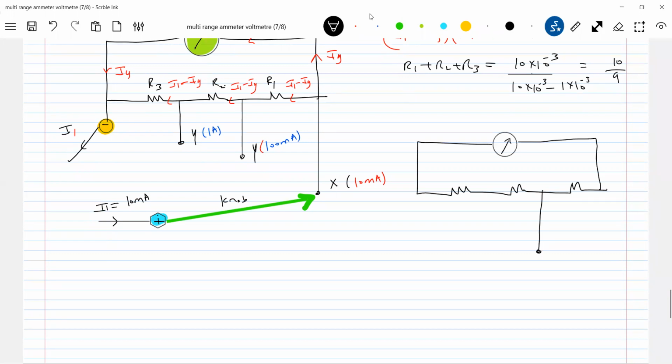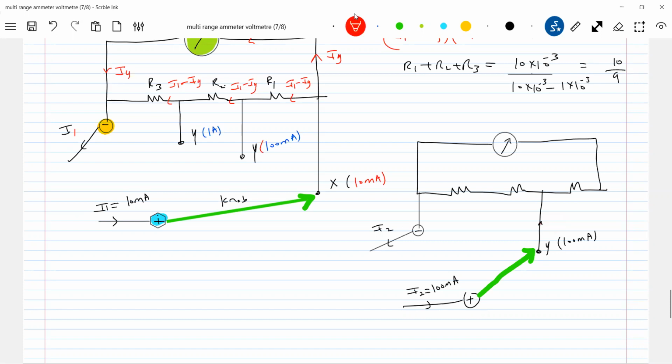I'll not show that X, only let me show Y. So the current I2, the knob, I2 equal to 100 milliampere, and this is the knob. So what is the value of Y? Y is 100 milliampere. So the value of I2 will flow here, no? This will be I2.